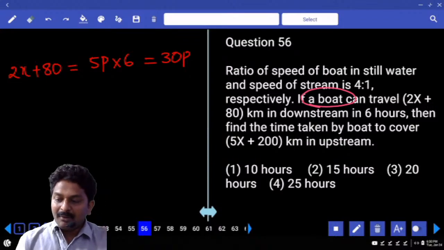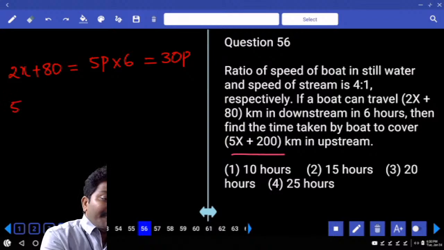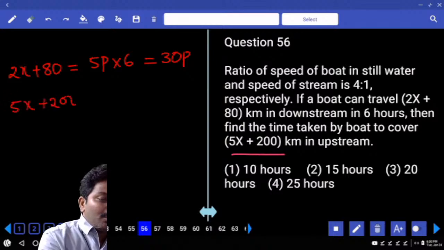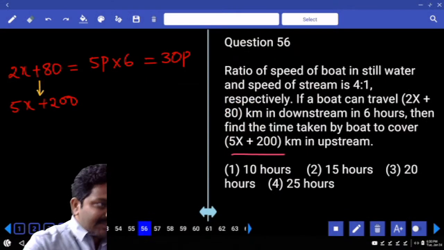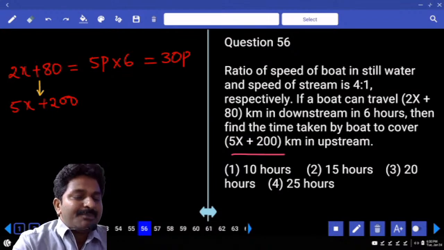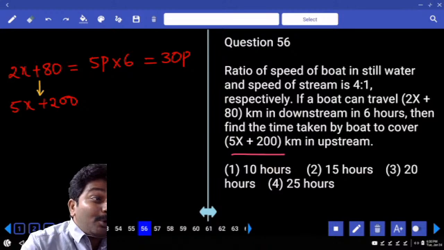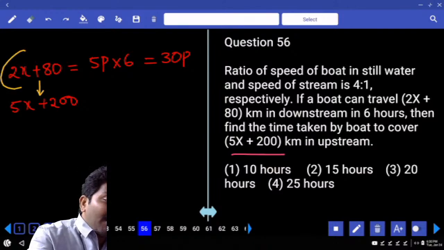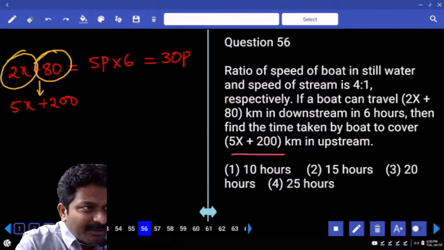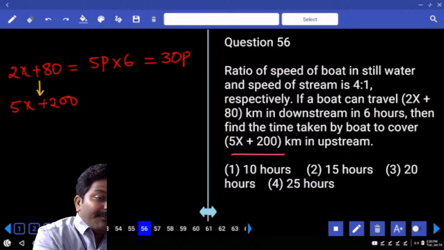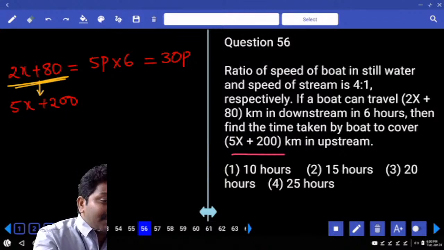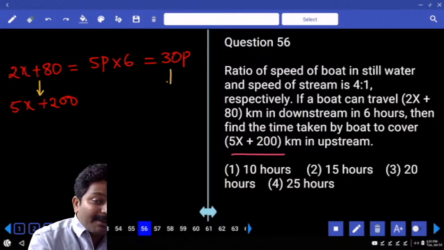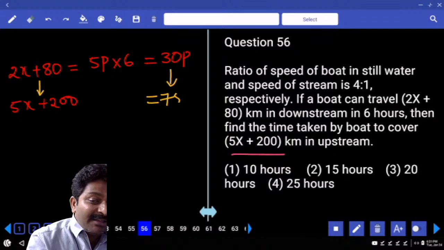Correct? Now what is the distance given in our question? 5x plus 200. Correct? Observe these two distances. 2x plus 80 becomes 5x plus 200. That has become 2.5 times. 2.5 times of this number, 5x. 2.5 times of this number, 200. Got the point? Then, if 2x plus 80 is equal to 30 parts, when it is multiplied by 2.5 times, 30 parts should also be multiplied by 2.5 times, and that becomes 75 parts.